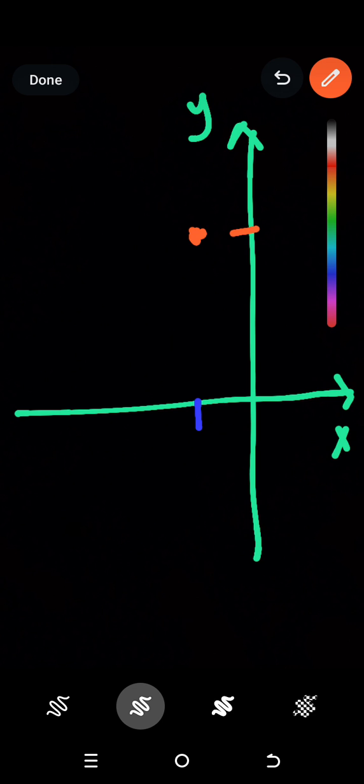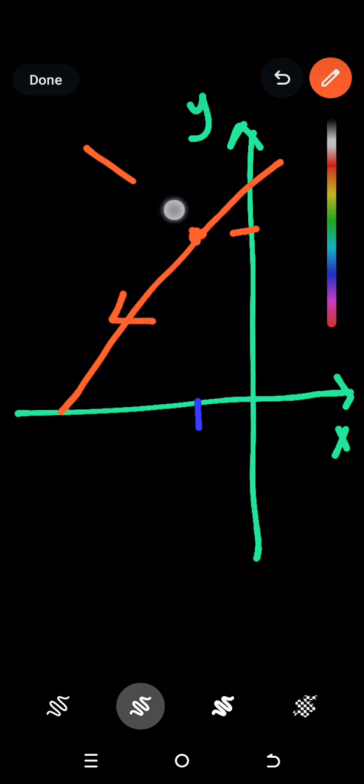Now, like I said, the line could be going towards the x-axis in this direction. It is still incident on the x-axis, or it could be going towards the x-axis in this direction. It is still incident on the x-axis. But what is going to give us a clue on the direction is the gradient.